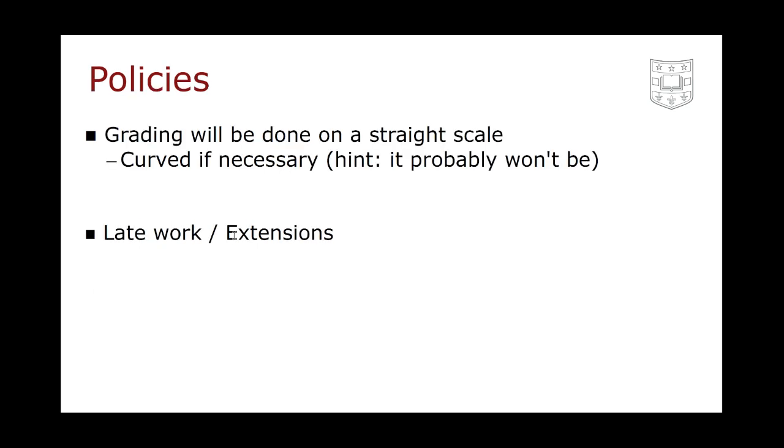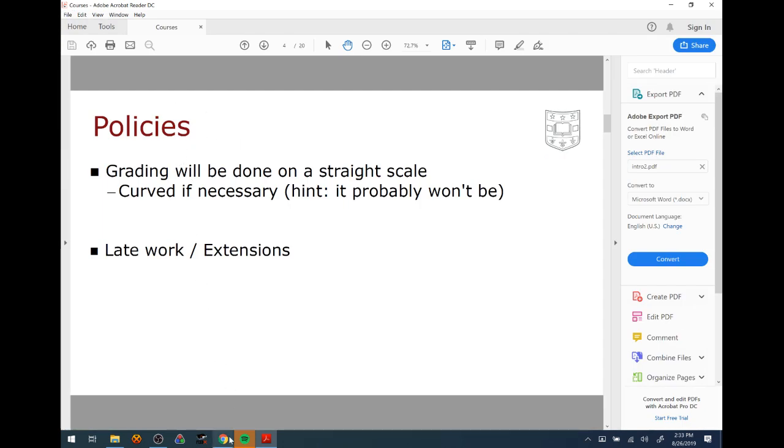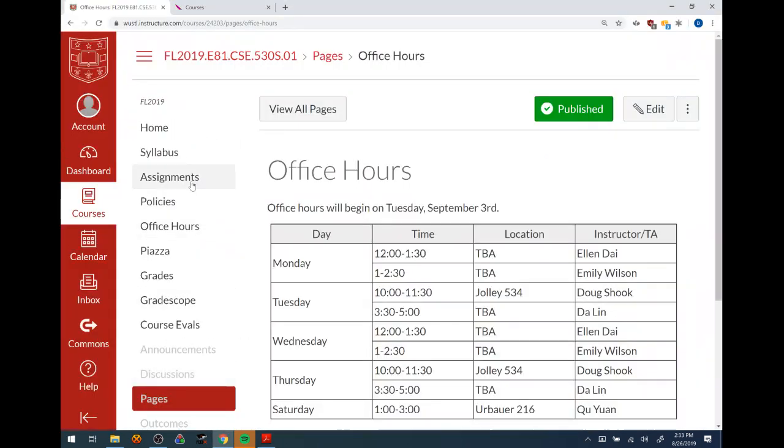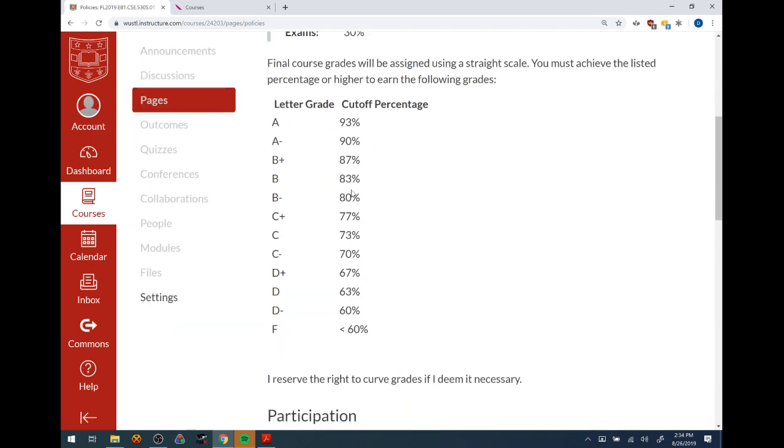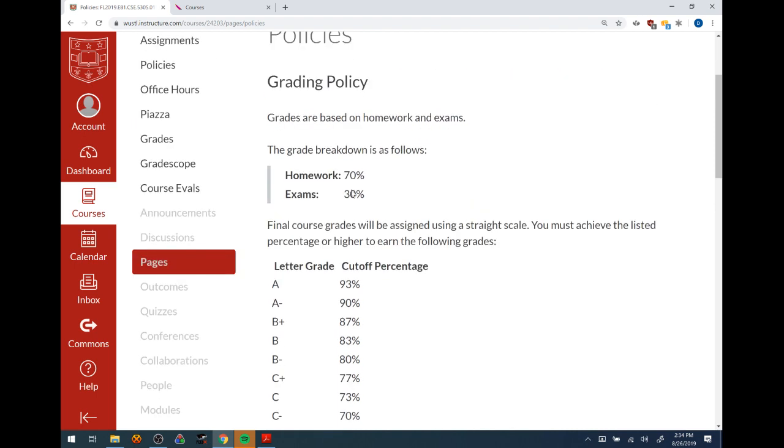All right. Grading and late work and other fun policy stuff. Grading will be done on a straight scale. I don't really believe in curves. I really don't think curves are a good idea. But you can see that I've got the grading stuff set up on Canvas as well. So you can take a look at that if you're interested.